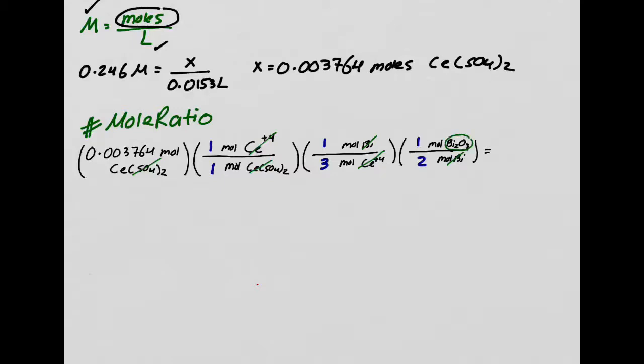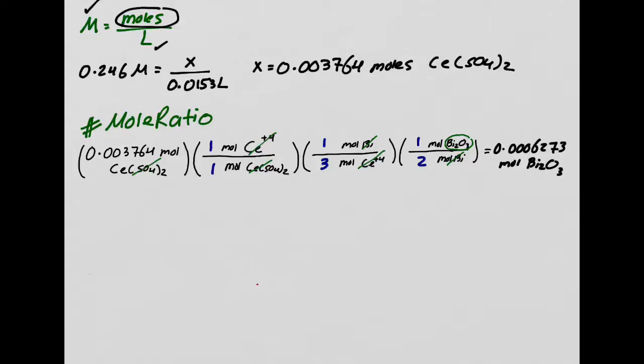Again, mole ratio is the key because they can give you one thing, you need another thing. You do mole ratio to get to what you want. Alright, so if you do the math, what you end up getting is 0.0006273 moles of Bi2O3. Now we're in business. So we have the moles of something that we want.